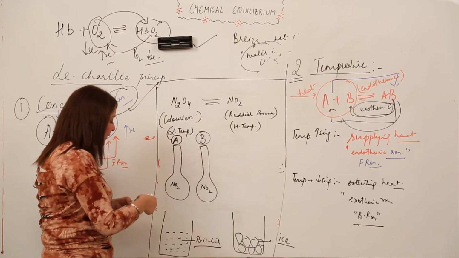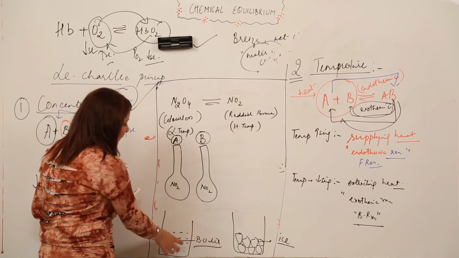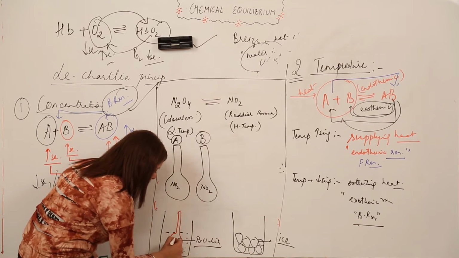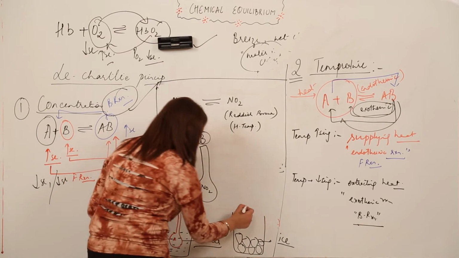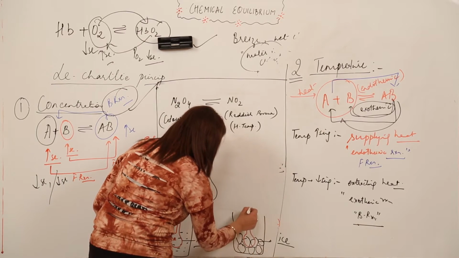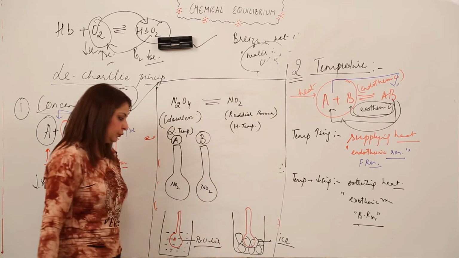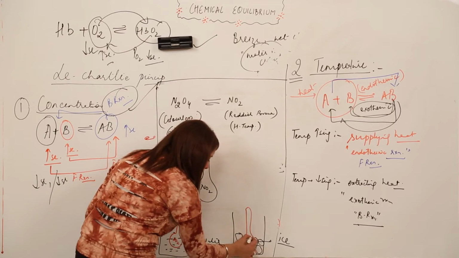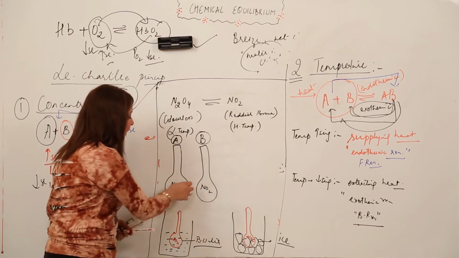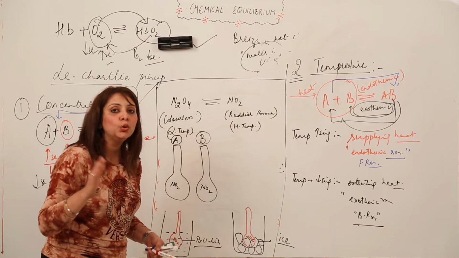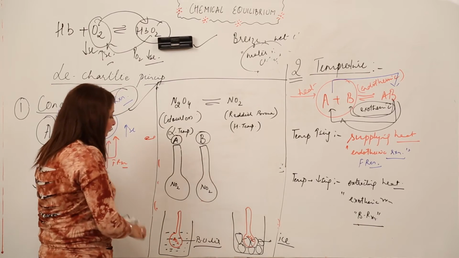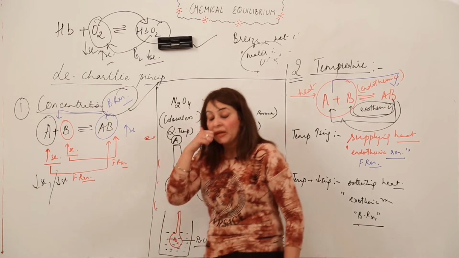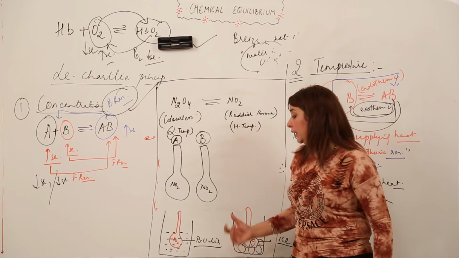Suppose I am keeping the A flask into a container which has the boiling water, and I am keeping the B flask into a container which has the ice. Earlier the only constituent present in these flasks was NO2, as I have told you, nothing else. I am keeping them in boiling water and in ice for a few minutes. Do you know what changes you will observe?